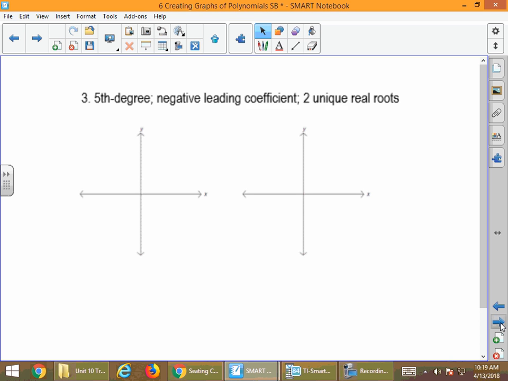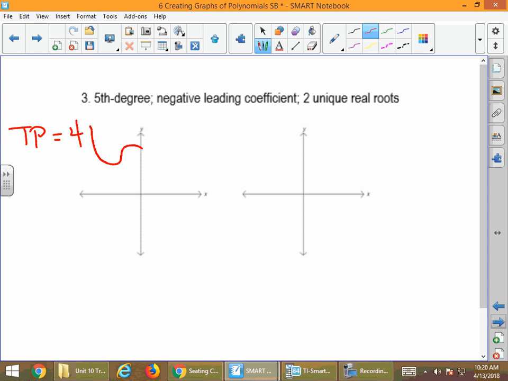Number 3, fifth degree polynomial, negative leading coefficient, so we need to finish with our graph going downward towards negative infinity. And we have two unique roots. As we think about this, how many turning points does a fifth degree function have? One turning point less than the degree. So we want to get 4 turning points in here. 2 unique roots. We're going to finish going towards negative infinity.